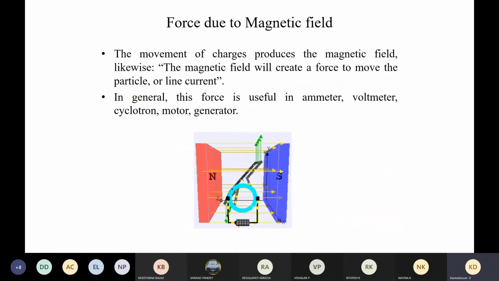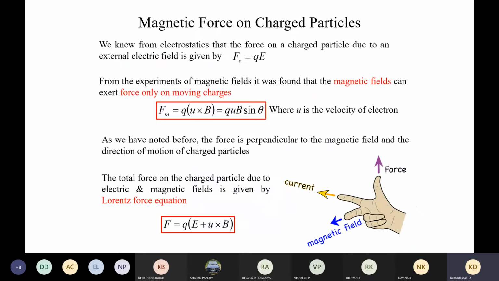Actually, we are going to see the force due to the magnetic field, and how this magnetic force can be used in different applications. For this, we started with the discussion of the magnetic force on a charged particle. If a charged particle is present and there is an electric field, then immediately force will be exerted upon it, and the particle will move.